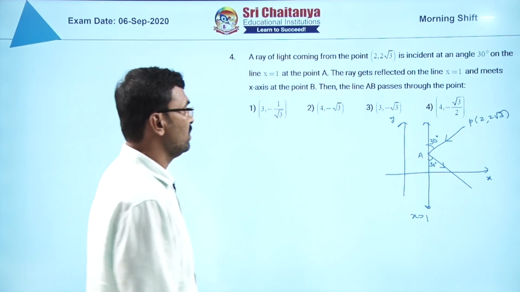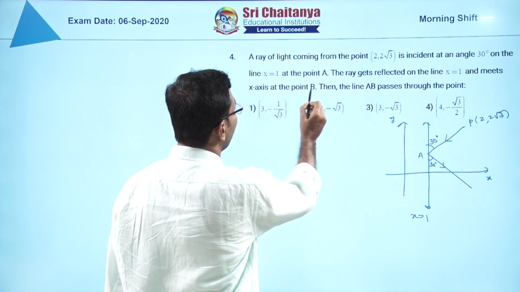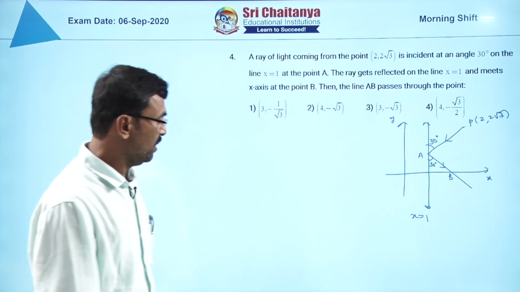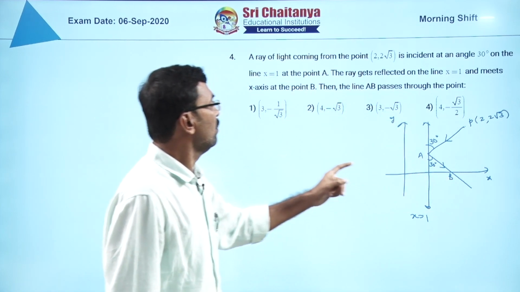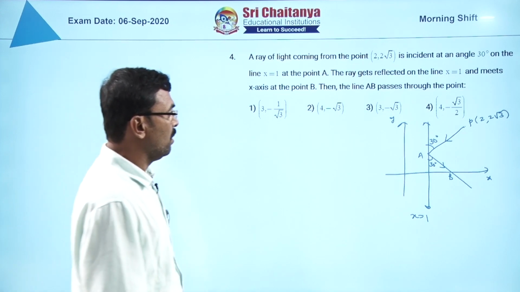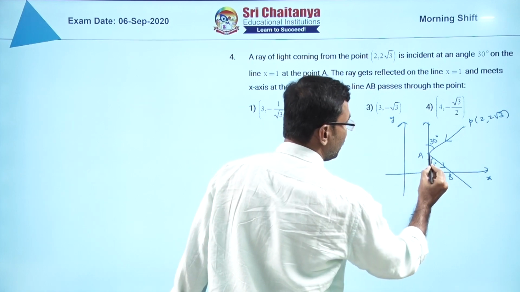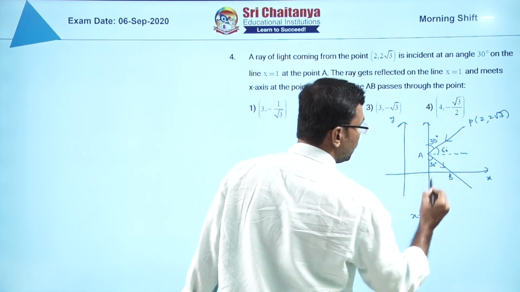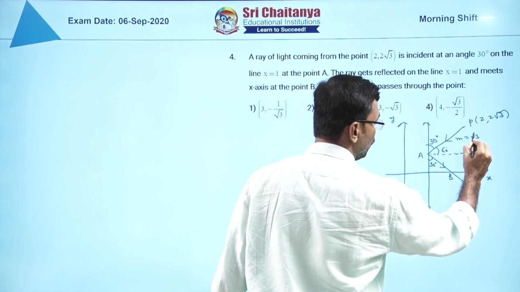So, first, what is B here? The reflected ray intersects the x axis at B. Now, the question is then line AB passes through which point among these 4 options? Now, I am calculating what is the slope of this line. I am drawing a horizontal line, this angle will be 60 degrees. Therefore, slope of this line m is equal to tan theta, tan 60 is root 3.